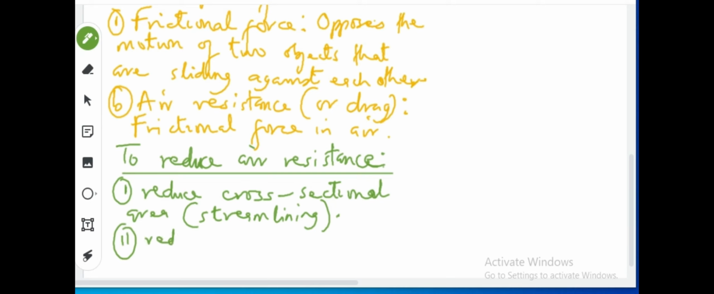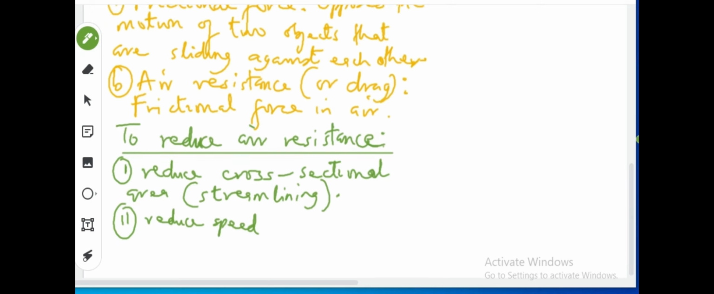Reduce the speed. Reduce speed. Anyway, we'll talk about that. That's what we're looking at. Reduced speed can also reduce air resistance. So we can talk about water resistance and so on.